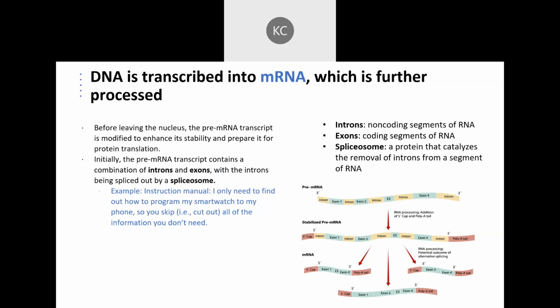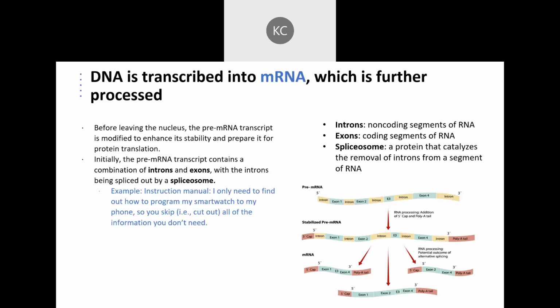So if you know that there are areas of the pre-mRNA that code for a protein, and there are areas that don't code for a protein, you go in and you take those segments that do not code out. Okay. In other words, you splice them out. All right. And this is accomplished via the help of an enzyme called a spliceosome. Okay. So a spliceosome catalyzes the removal of introns from a segment of pre-mRNA.